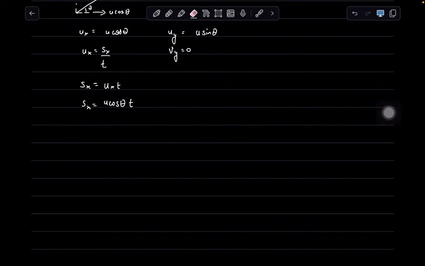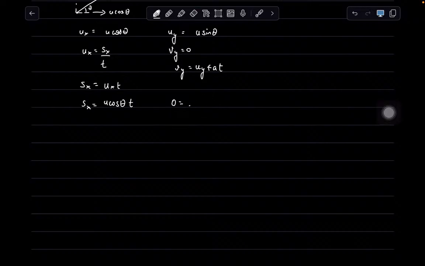Alright, so the first equation that pops into my mind is Vy equals Uy plus At. I can rewrite that a bit simpler, by putting in all the terms that I know. So I know that this is u sine theta.